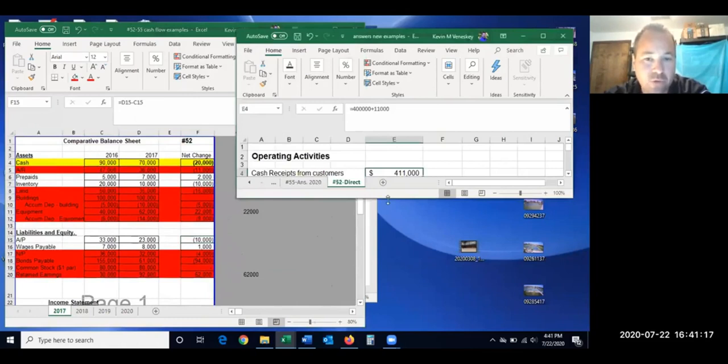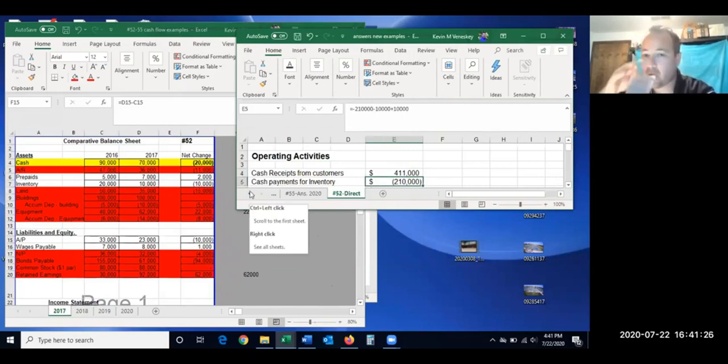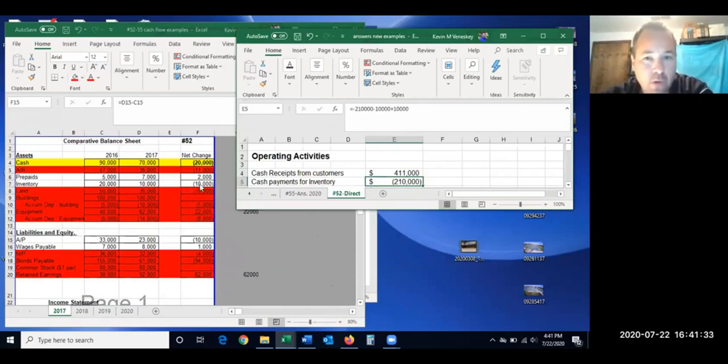So when I come down here to cash payments for inventory, I start with the 210 because I paid for that cost of goods sold. And then let's start with AP. My AP went down by 10 grand. So that means I paid money. I paid off some of my accounts payable from prior times. So I need to show that I paid money, an extra -10.